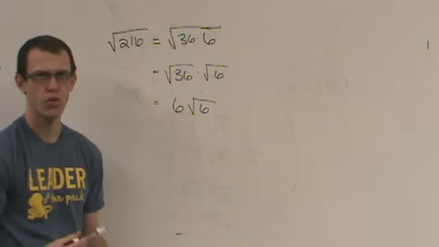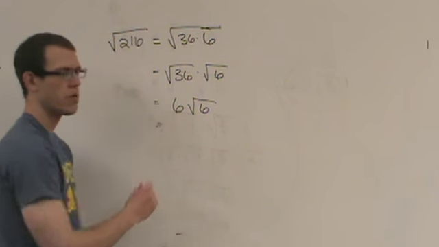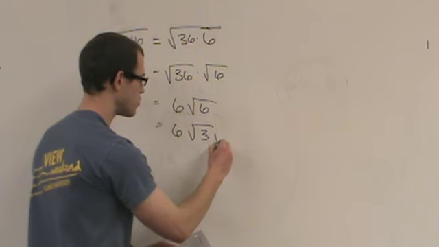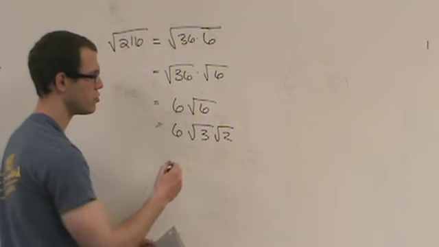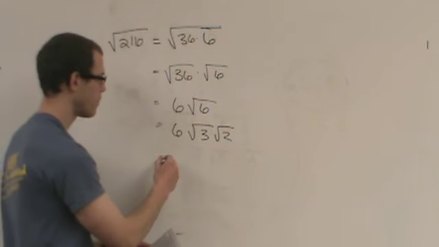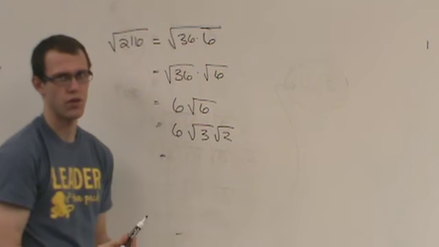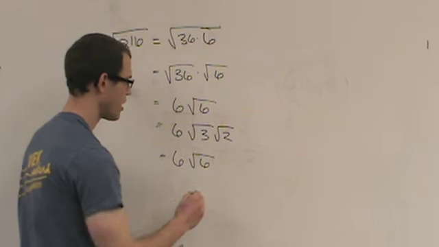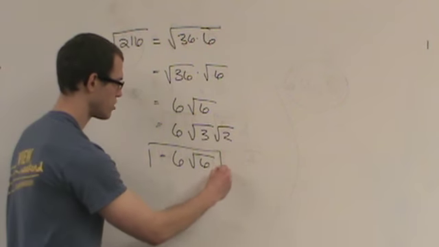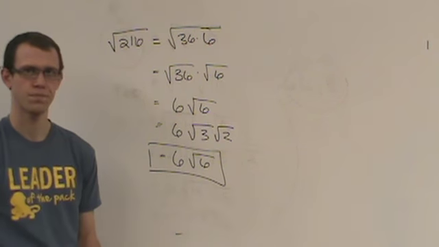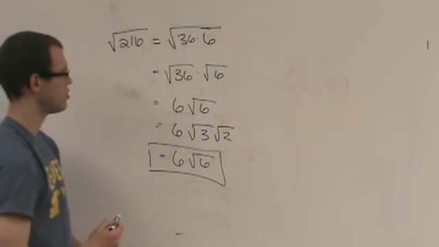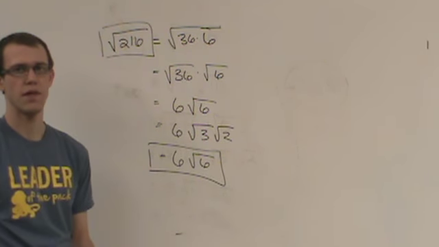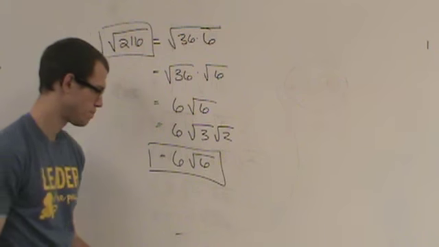Now are we done? Well, let's check. Can we break up the 6 any further? Well, we can break it up into the square root of 3 times the square root of 2, because 3 times 2 equals 6. But we can't break those down any further. So in the end, we just have to put them back. So our answer will be 6 square roots of 6. Now again, you should type this into your calculator, as well as the square root of 216. See if you come out with the same answer. Then we know we're correct.